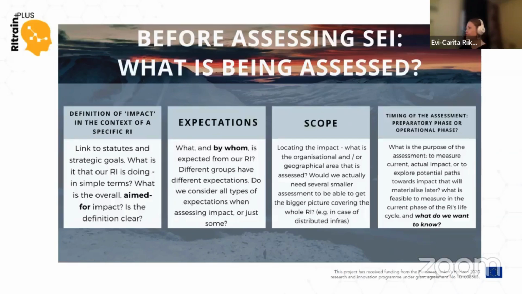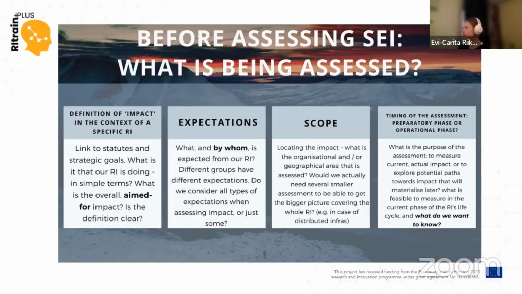And then the scope. I talk about locating the impact. So, like I said in the very beginning, I had highlighted the words community and area and actions. So what is the organizational or geographical area that is being assessed? Is it the whole RI, or is it, for example, only some central facilities or only some national nodes?